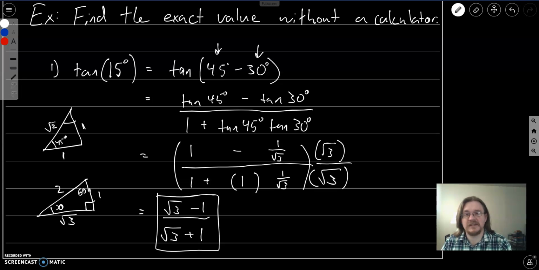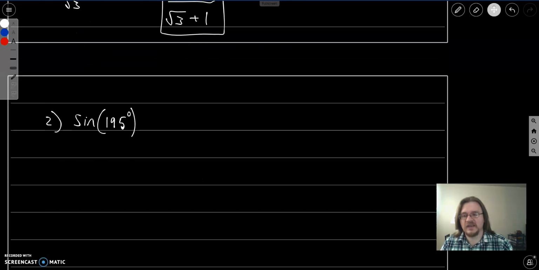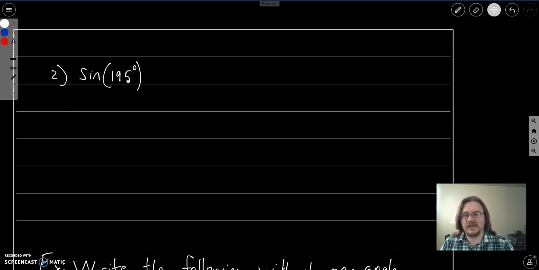So we could just use our special triangles to solve for the tangent of a 15 degree angle, even though none of these have a 15 degree angle in it. Let's do one more. So here I've got the sine of a 195 degree angle, and here it's maybe not quite as obvious what's going on here.